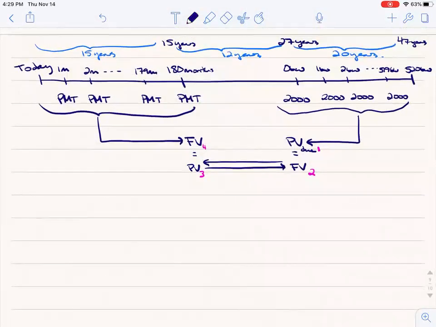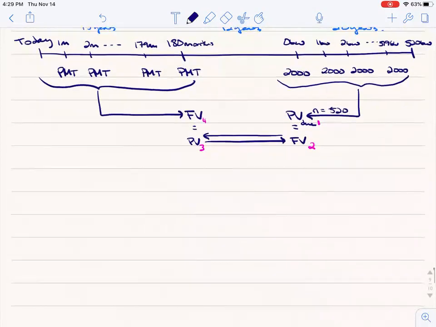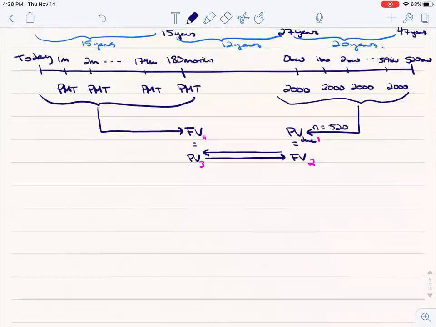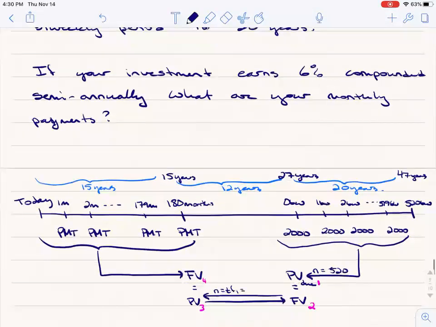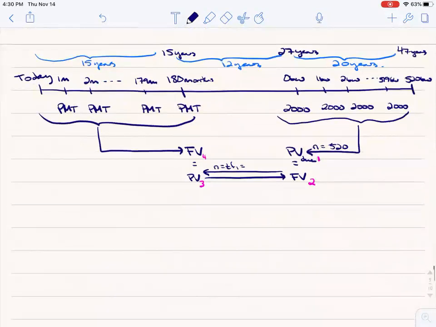I'm just going to throw some Ns on the arrows. N is 520 payments, we decided. And then the only difference here is that we're compounding. So N is time times F1. Our compounding frequency was semi-annually. So for 12 years times 2 is 24. And then N is 180.